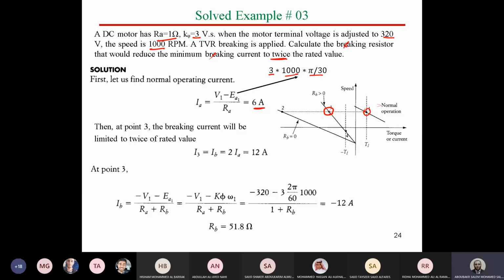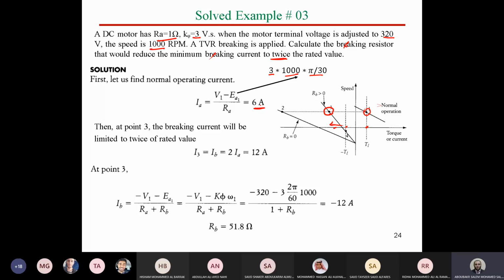But what is the value of resistor in order to limit the current to twice the rated current? As you can see, this is here the load torque, which is equivalent to that. So the current is almost twice the value. The curve is not made to scale, however it's like that, almost twice the rated current. Now you know that the value of current is 6 amps. So twice this value is 12 amps. So you need to calculate the resistance based on the current value of 12 amps.